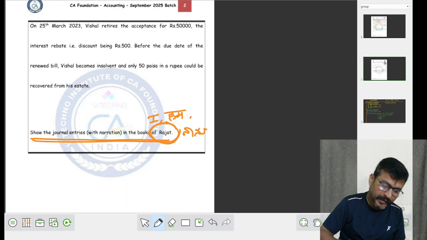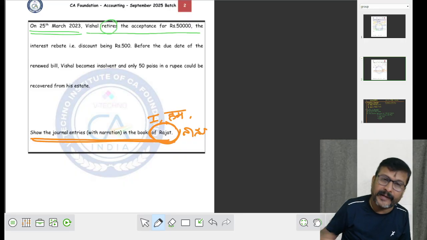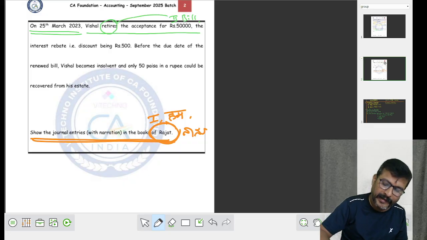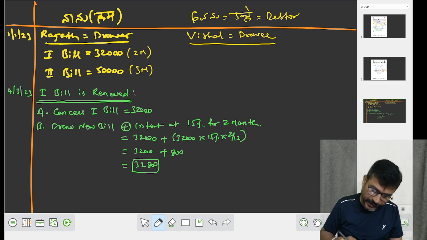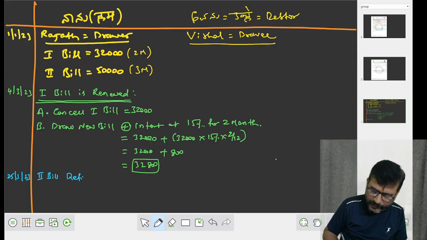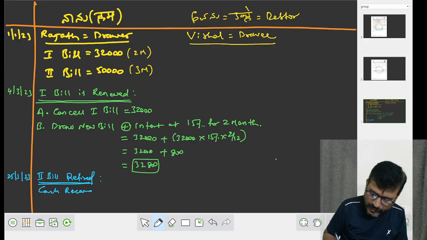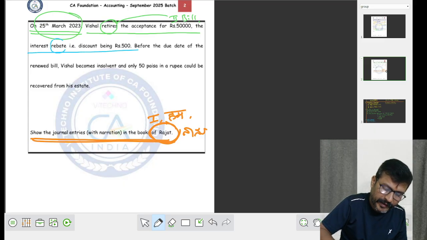Did you understand? Now the new bill is done. Next, on 25th March 23, Vishal retired the acceptance of 50,000. Which bill is this? The second bill is retired. When was it retired? On 25th March. Shall we write? On 25th March, the second bill is retired. The second bill retired means cash received. See how much cash you will receive. The rebate is 500 rupees.